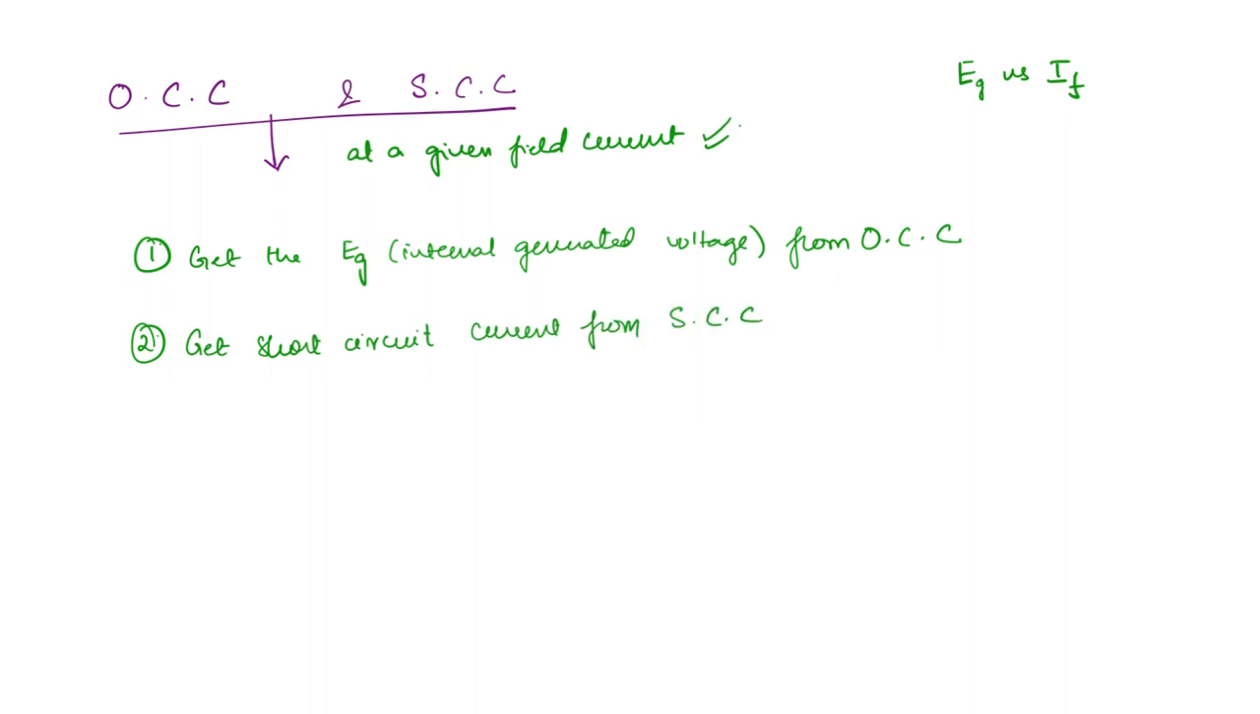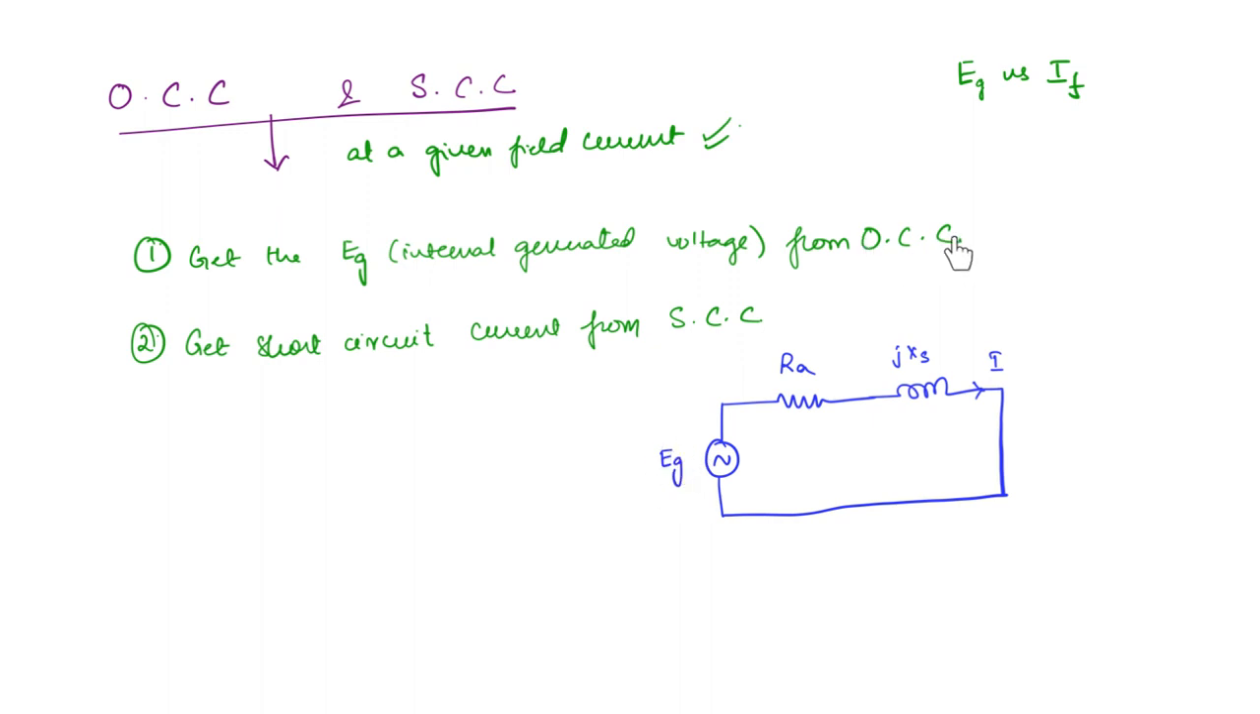From here, if you observe the equivalent circuit, what will it be at short circuit condition? This is the armature resistance. You have the synchronous reactance. Since it is short circuit, you are going to have it like this, right? The terminal voltage will be 0. Now what will be the current? The current is what you are going to get from the short circuit characteristic, and the generated voltage you are going to get from the OCC. Okay. So why is the generated voltage at OCC or SCC the same? Because it will only depend on the field current and the speed. So that is why you get the generated voltage from the open circuit characteristic and the short circuit current from the short circuit characteristic.